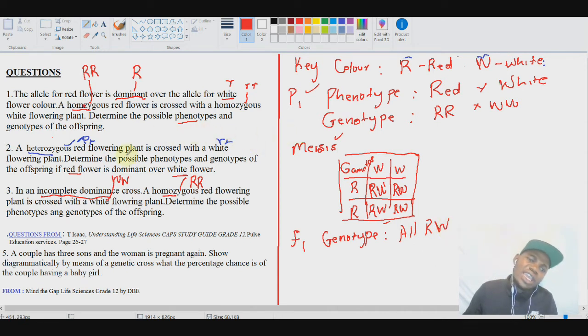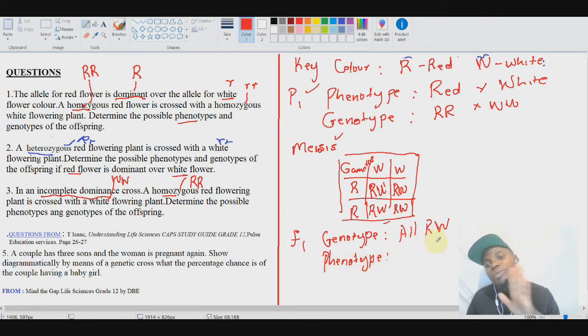Remember, the important part here of everything else is the incomplete dominance. With incomplete dominance, you end up with an intermediate color. Now, what color is the intermediate when you mix white and red? The phenotype of the offspring, if you mix white and red, you get a pink color.